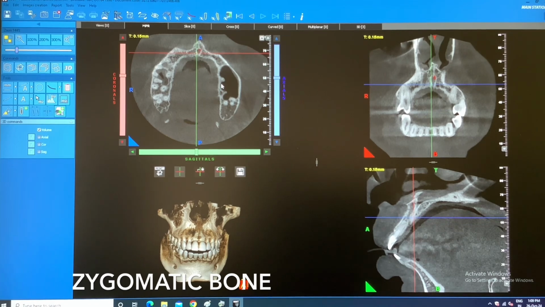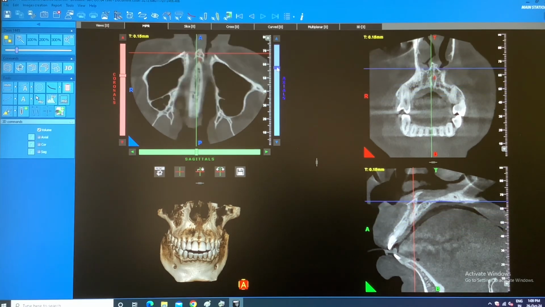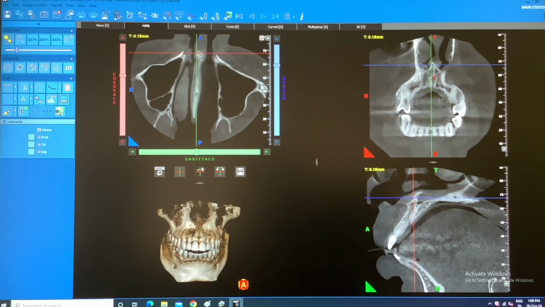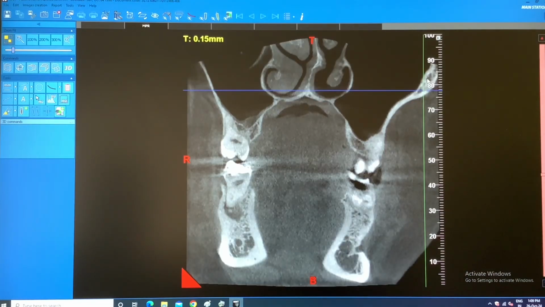Another interesting landmark is the zygomatic buttress and zygomatic arch when it comes to maxilla, and this particular region is the zygomatic buttress region. And from these coronal slices, you can also appreciate the nasal cavity as well as maxillary sinus.